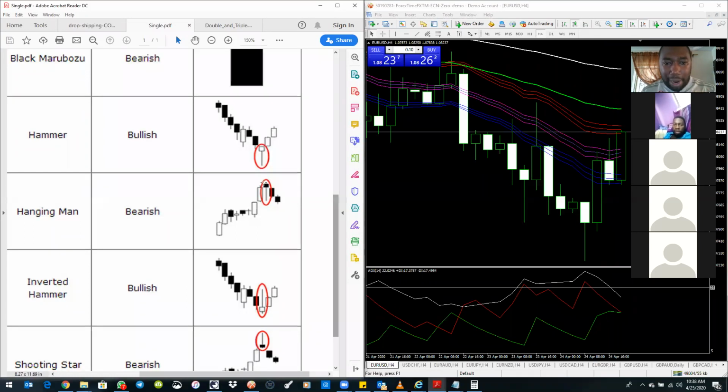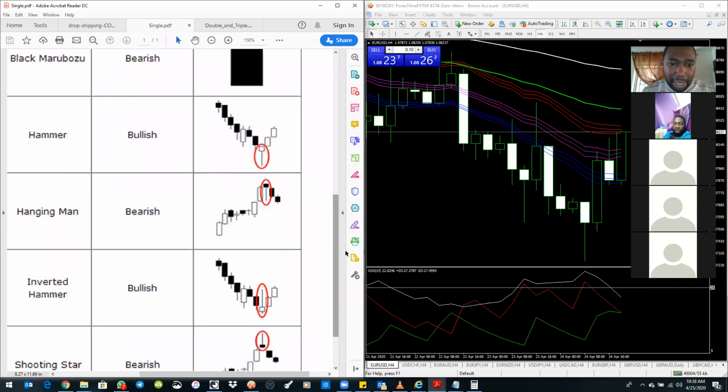The close price was pretty close to the opening price. Therefore, it signaled that, okay, the market is trying to go in the other direction. The market is trying to turn around. So that's pretty much it.